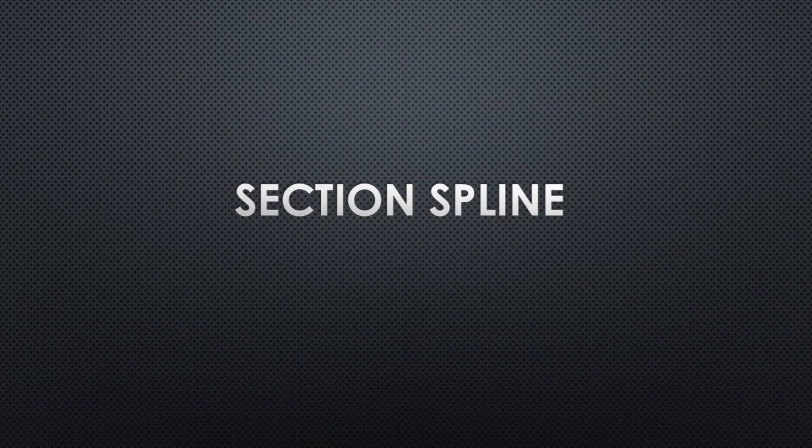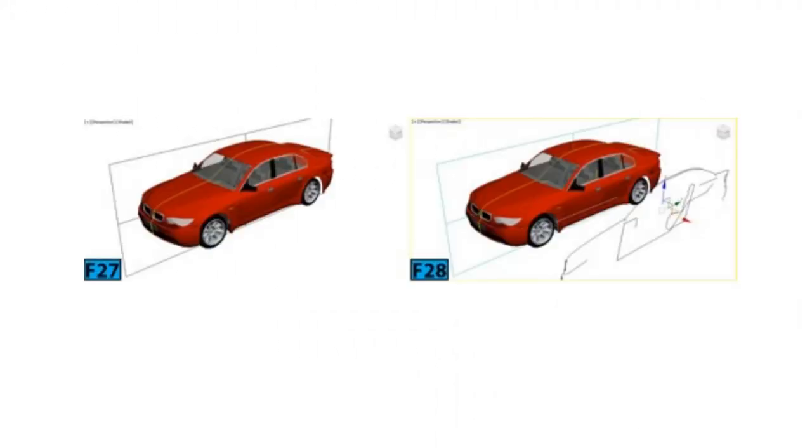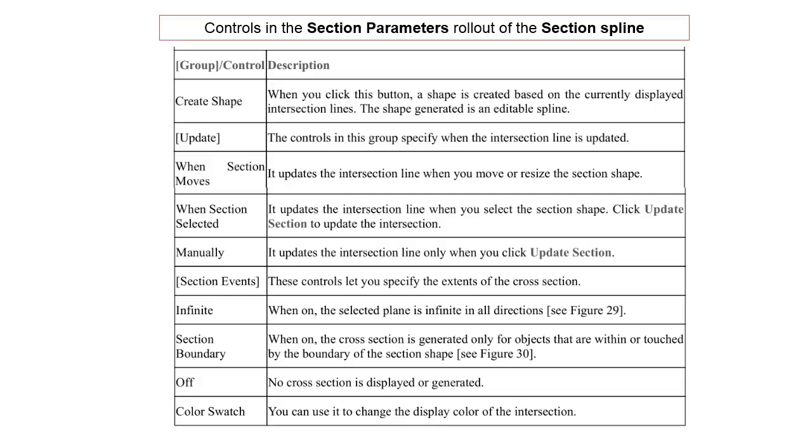Section spline. The section spline is a special type of spline that lets you generate splines based on a cross-sectional slice through a geometry object. To create a section shape, click Section from the Object Type rollout and then drag a section plane in the viewport. Now place and orient the plane in the viewport using transformation tools. Notice a yellow line is displayed where the section intersects the mesh.